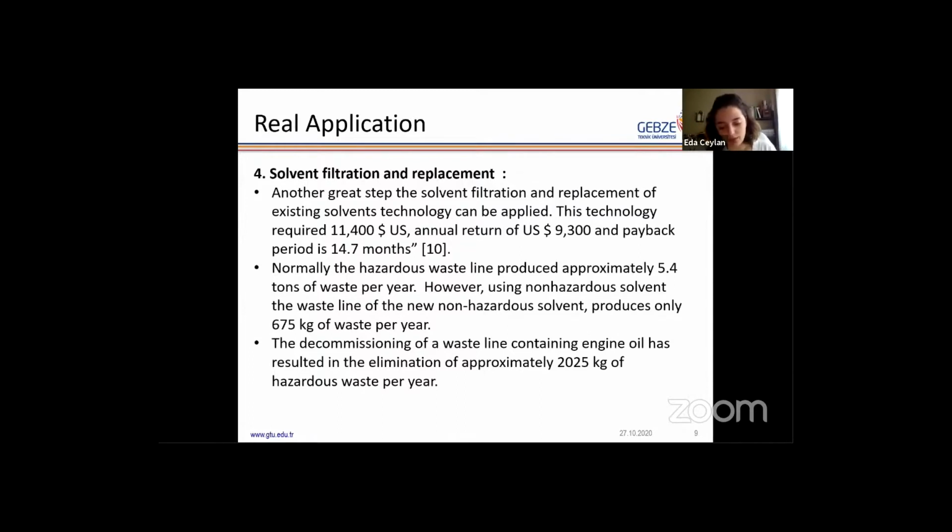Another application is replacement of the halogenated solvent with a non-hazardous solvent. Normally, the hazardous waste line produced approximately 5.4 tons of waste per year. However, when using non-hazardous solvent in the waste line, it produced only 675 kilograms of waste per year. The decomposition of the waste line containing engine oil has resulted in the elimination of approximately 2,025 kilograms of hazardous waste per year.